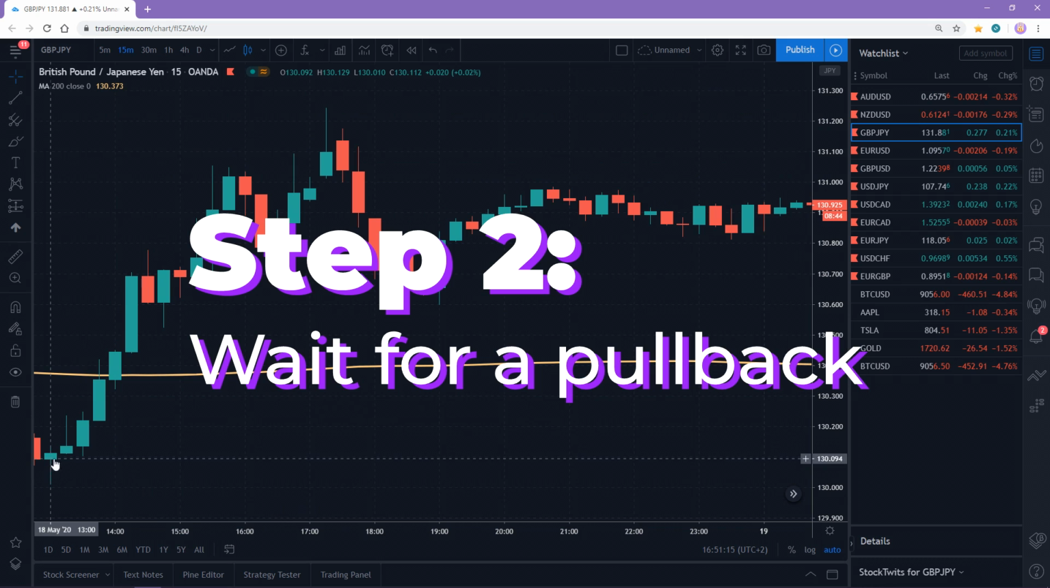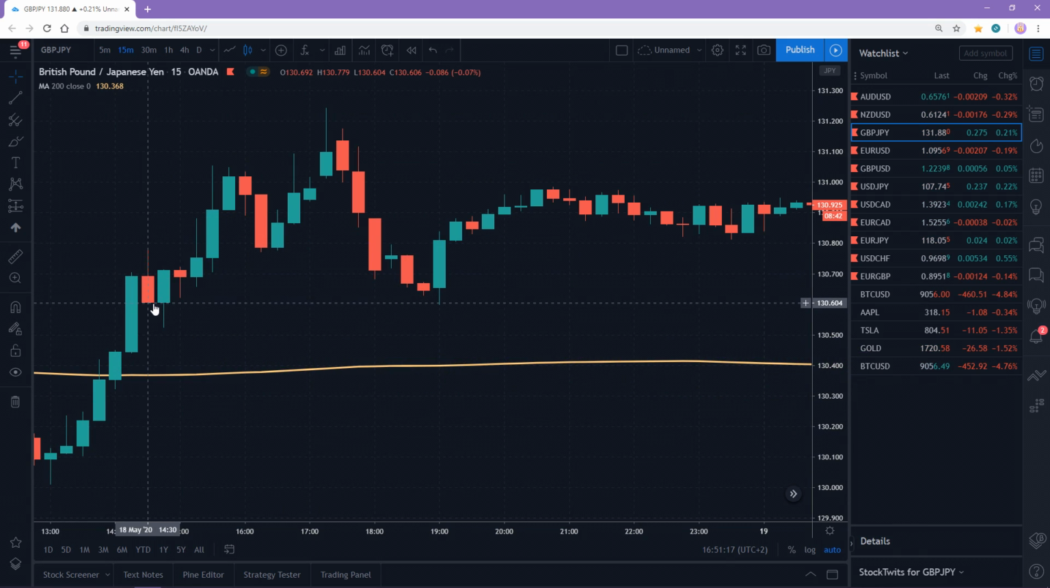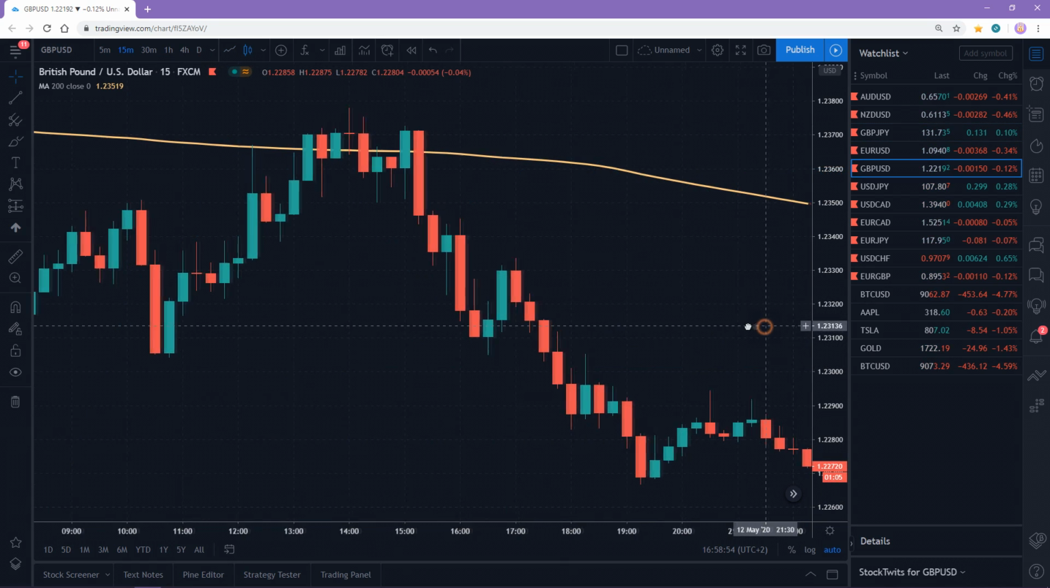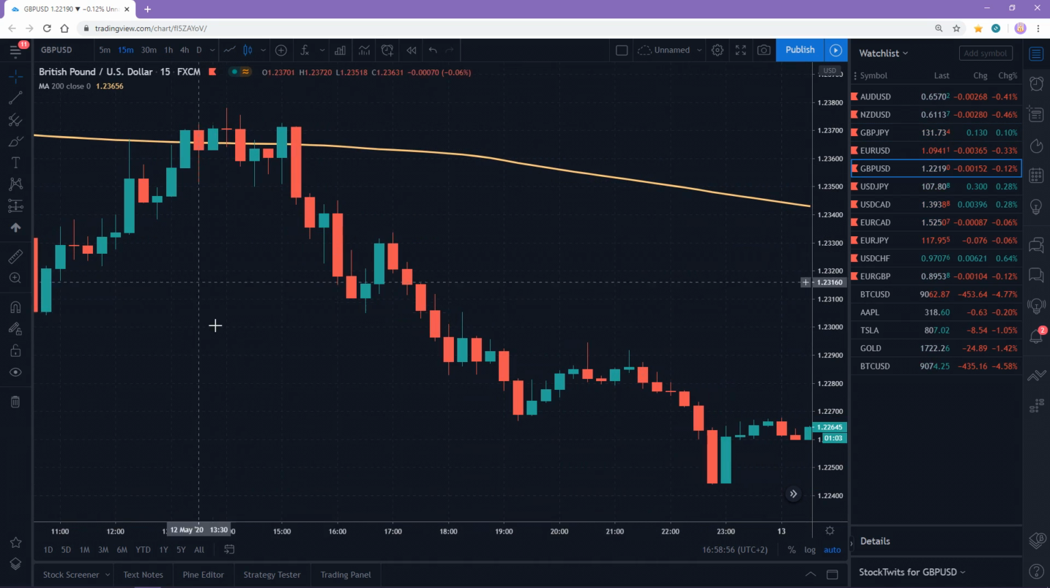Step 2. Wait for a pullback. Every trend consists of 2 main parts, which are an impulse and a pullback or correction. Let's have a look at pound US dollar in a 15-minute time frame. We see that the price is below the 200 moving average, and it shows us that there is a downtrend at this moment. Here is an impulse, here is a pullback, impulse, pullback, impulse, pullback, etc.